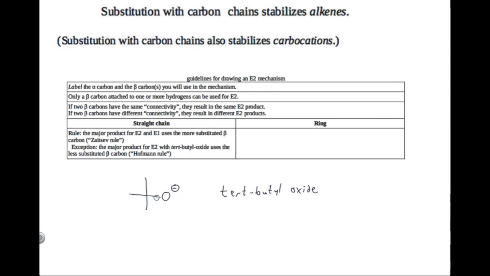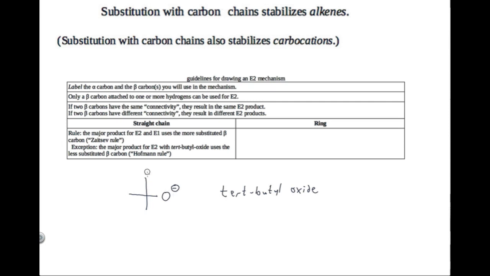Remember, this is the structure for tert butyl oxide. Pause the video and see if you can think of a reason why tert butyl oxide would prefer to attack the less substituted beta carbon rather than the more substituted beta carbon. Here's the answer. Because this carbon is tertiary, there is a lot of steric hindrance in this molecule. This O- is close to 3 methyl groups, and any of those methyl groups could get in the way of the O- attacking the beta carbon. This base can get in its own way, so to speak.